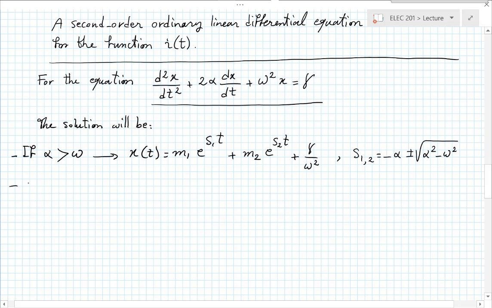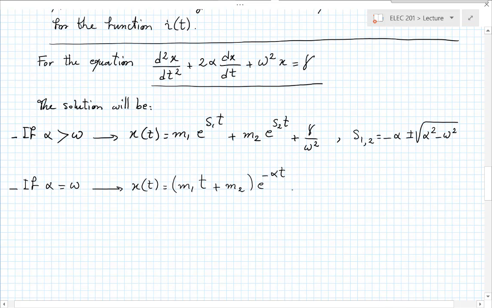If, on the other hand, alpha and omega were equal, then your solution would be like this. And finally, if alpha was smaller than omega, then the solution would be like this.